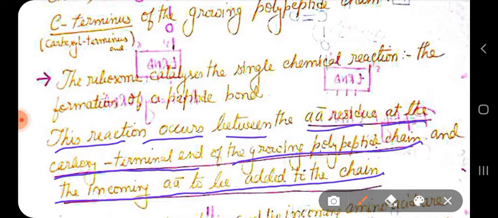But between whom? Between which amino acids? The amino acid at the carboxy terminal end of the growing polypeptide chain and the incoming amino acid which has to be added. So the amino terminal of the incoming amino acid which has to be added to the chain, with the carboxy terminal end of the amino acid of the growing polypeptide chain, will be involved in that peptide bond formation. And that will be catalyzed by the ribosome.